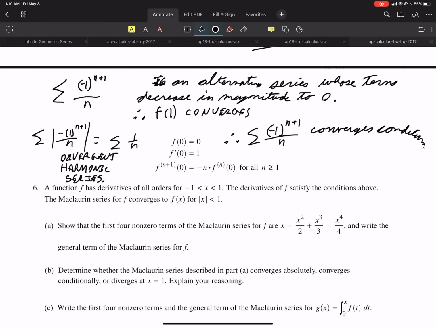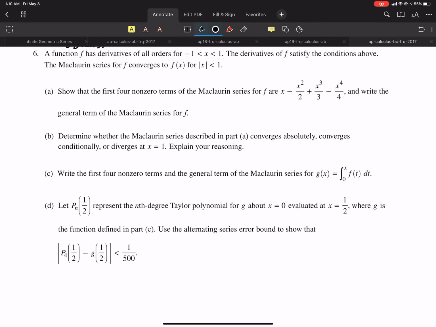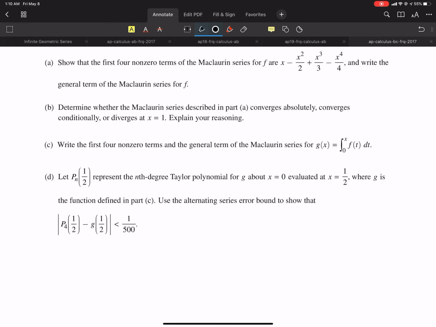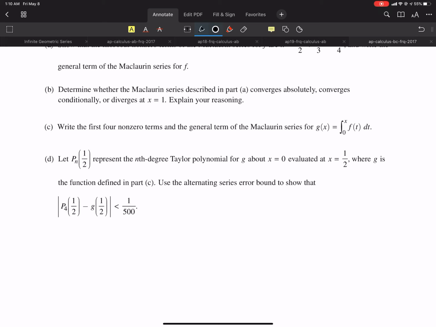All right, so that's that. We're going to go to part C. I'm getting tired. I don't want to do this anymore, but I'm going to. Write the first 4 non-zero terms and the general term for the Maclaurin series g of x.